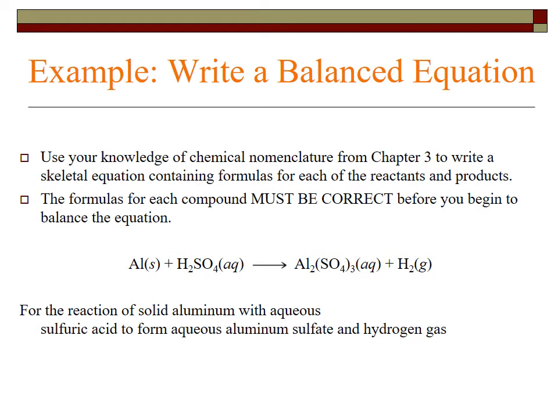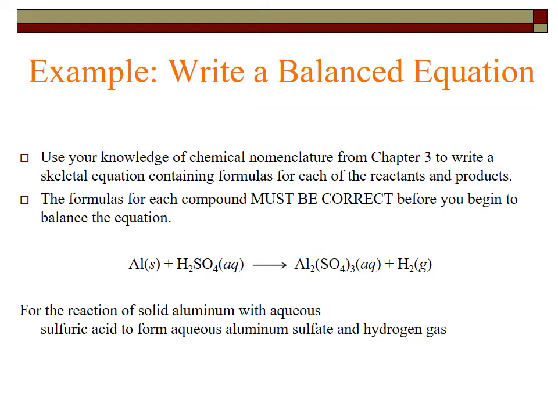We talked about naming acids. What's the formula for sulfuric acid? H2SO4. To form aqueous aluminum sulfate, Al2(SO4)3. You're going to have to remember these namings that we just got done talking about in the previous chapter. That will carry along with us as we're doing these chemical equations.